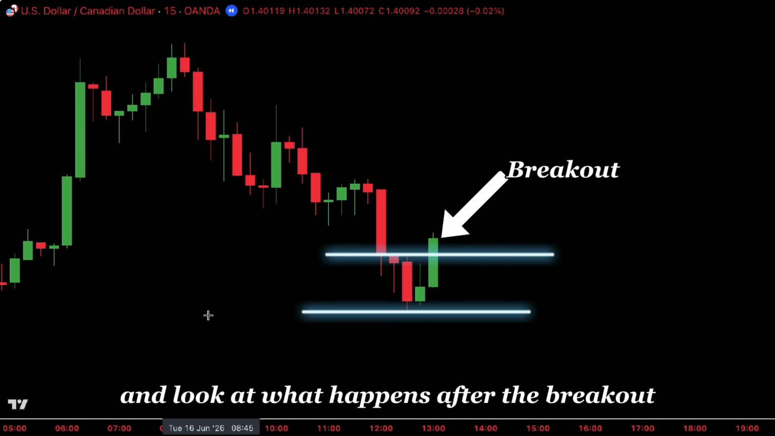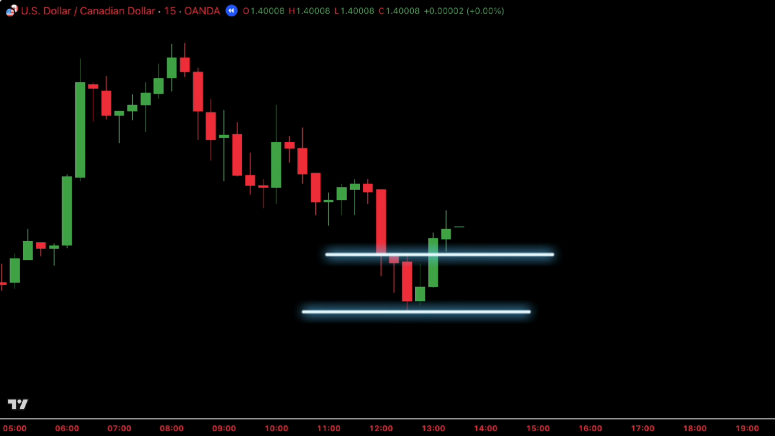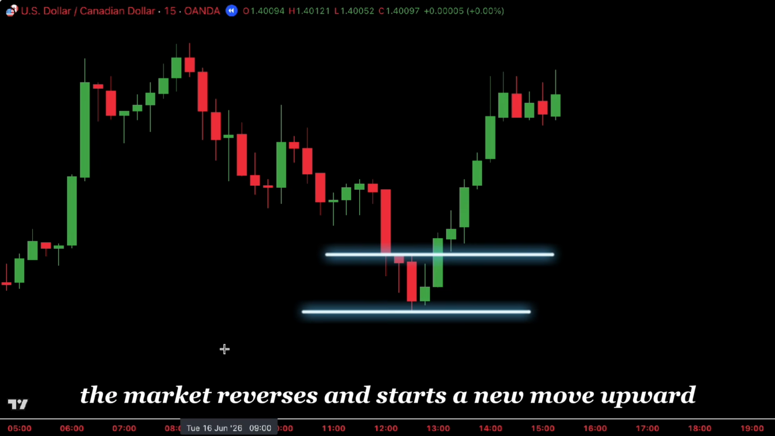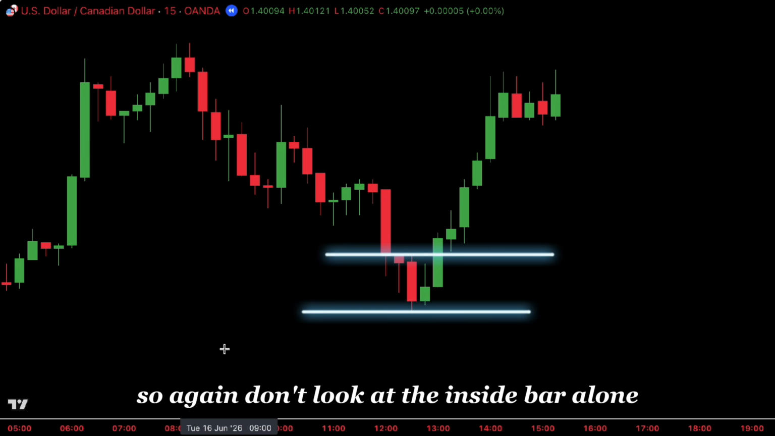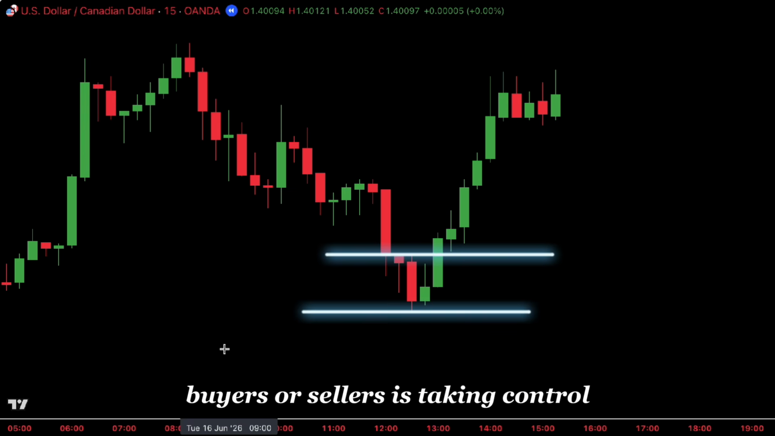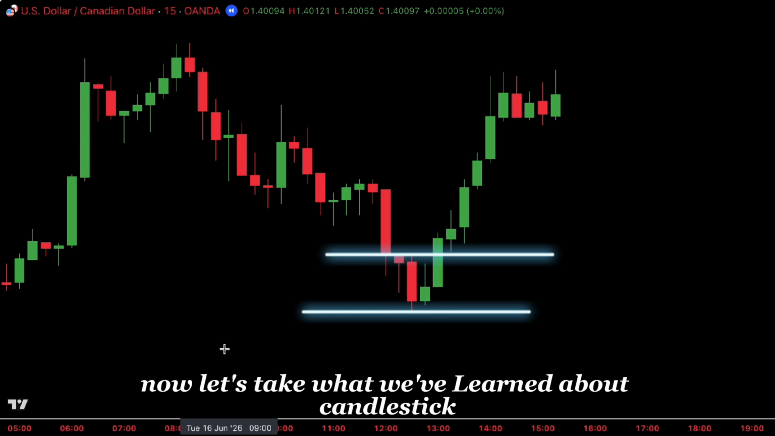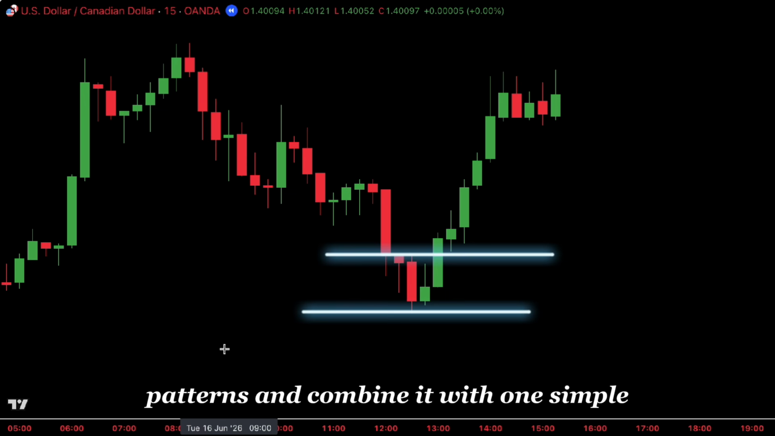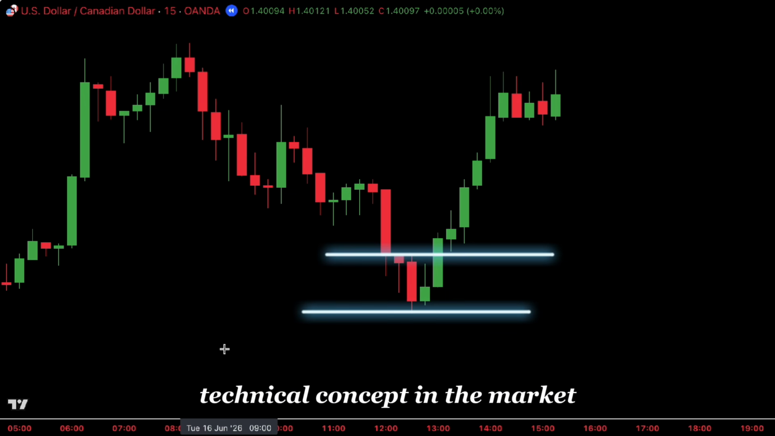And look at what happens after the breakout. The market reverses and starts a new move upward. So again, don't look at the inside bar alone. Watch the breakout of the mother bar, because that's what can tell you which side, buyers or sellers, is taking control.